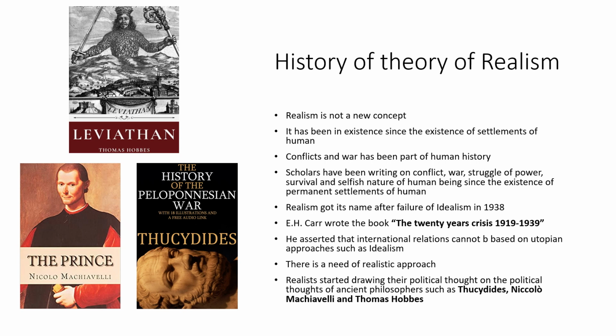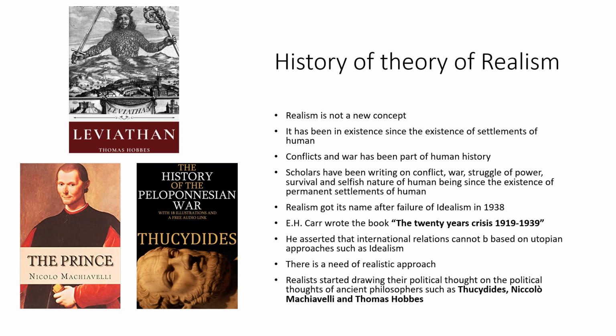E.H. Carr, who is a realist, wrote the book The Twenty Years' Crisis, 1919 to 1939, and he asserted that international relations cannot be based on utopian approaches such as idealism. After World War I, Woodrow Wilson, who was the president of America at the time, presented a new ideology that was called idealism. As the name suggests, it was a very utopian approach to resolve the conflicts between the states of the world and to prevent war, because the world had seen World War I already, and the people of the world at the time did not want another war like that. So Woodrow Wilson gave the idea of idealism.